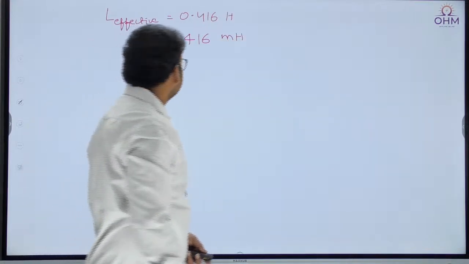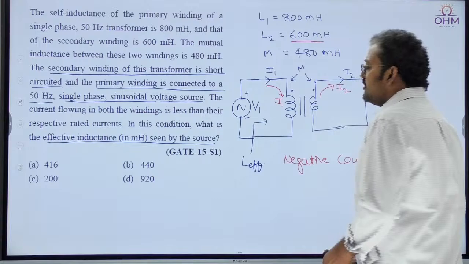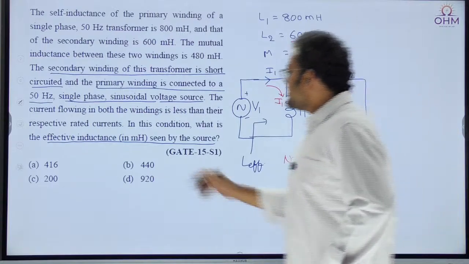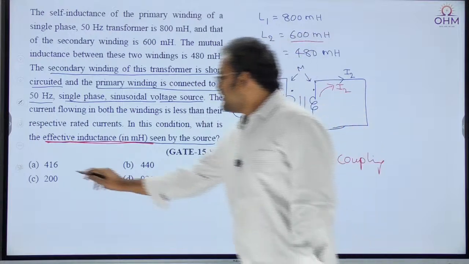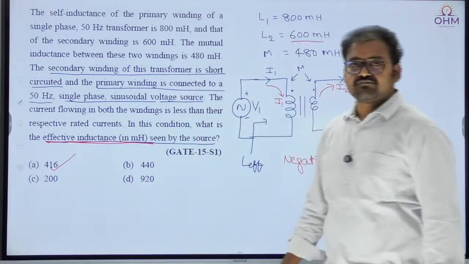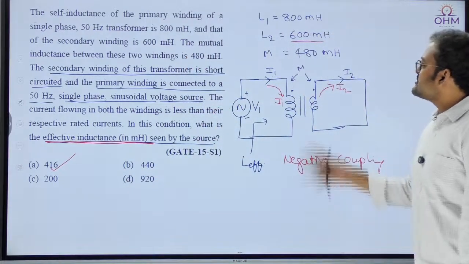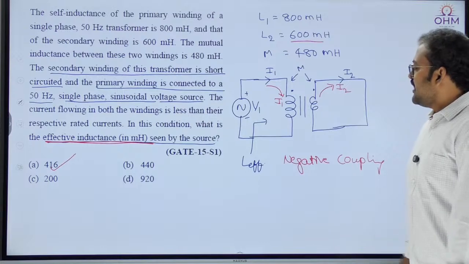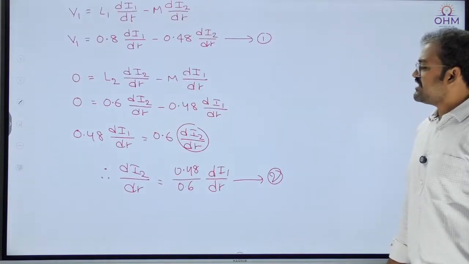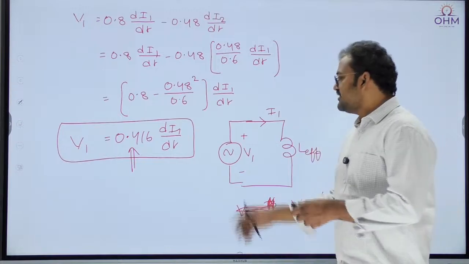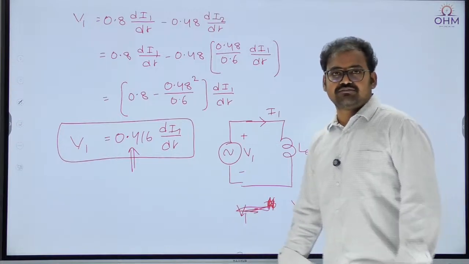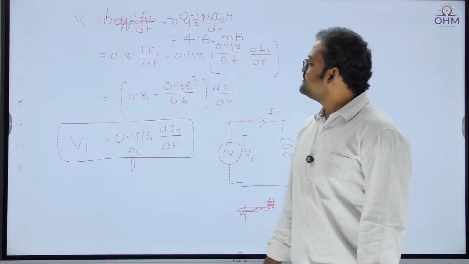That is the answer. So the points are very simple. We were asked to find the effective inductance in millihenries seen from the primary side. The answer was 416. I just wrote the KVL equations, the coupled circuit equations, and solved both equations, and I found the entire formula in terms of a single inductance, that is the effective inductance of the coil. Okay, that's all.